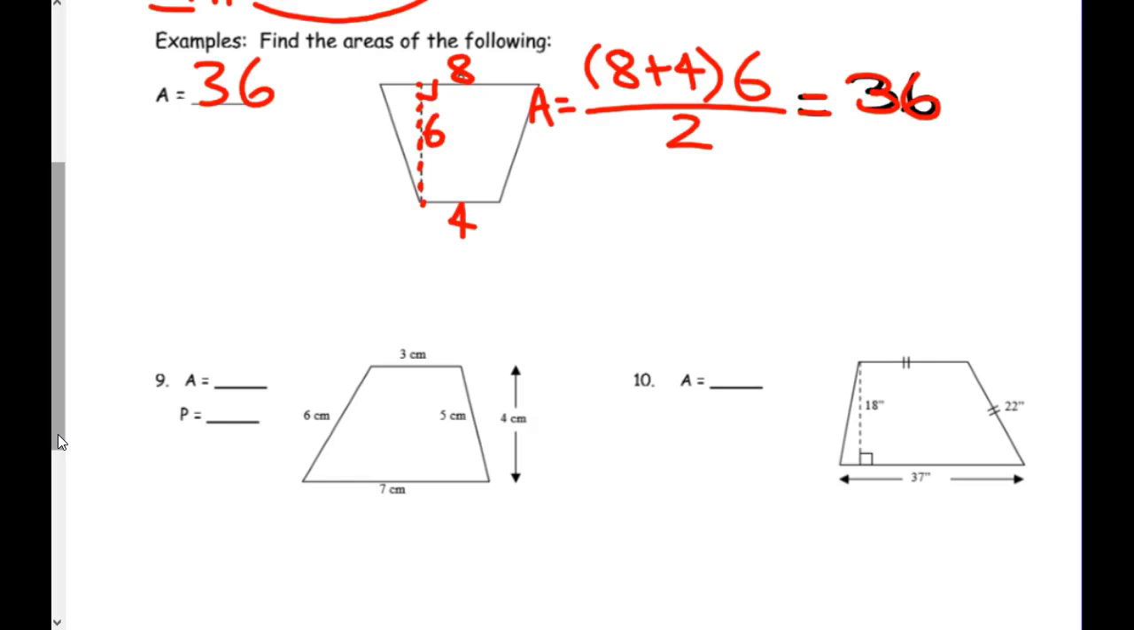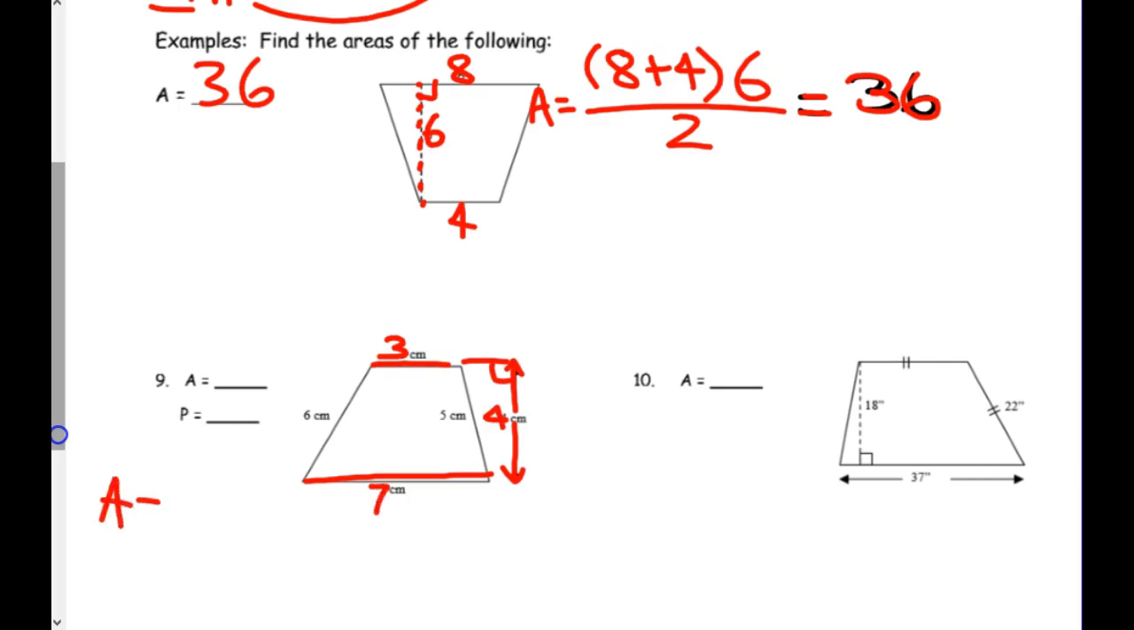Area, so base 1 plus base 2 times the height. Everyone, what is the height of this trapezoid? Raise your hand if you think it's 5. If you raised your hand, take that and bop yourself on the forehead. Okay, because that's wrong. The height is indicated by this, and this is implicitly perpendicular. So the height is 4. The base 1 is 3. The base 2 is 7, right?